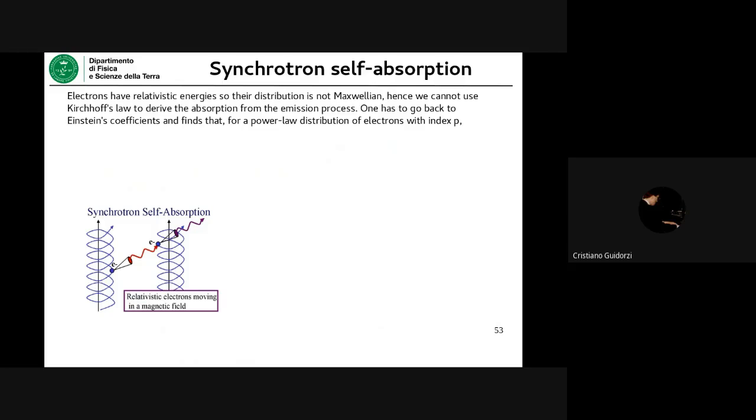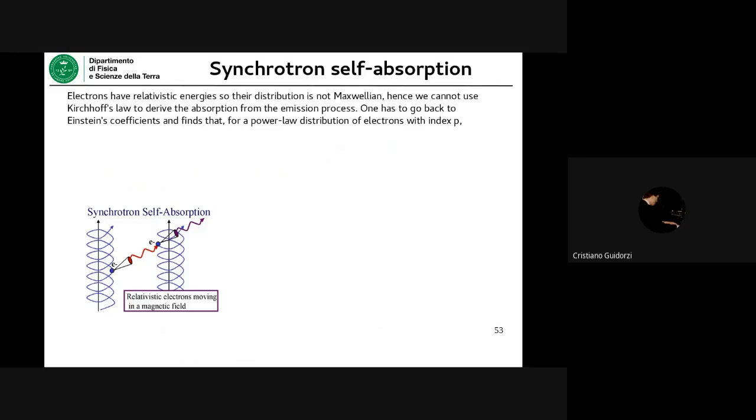To investigate synchrotron self-absorption, what I wrote here is something which you should realize if you understood radiative transfer. Now, think of the population of electrons. We know J nu, so we know the power, so we know the emission coefficient. This is what kept us busy so far.